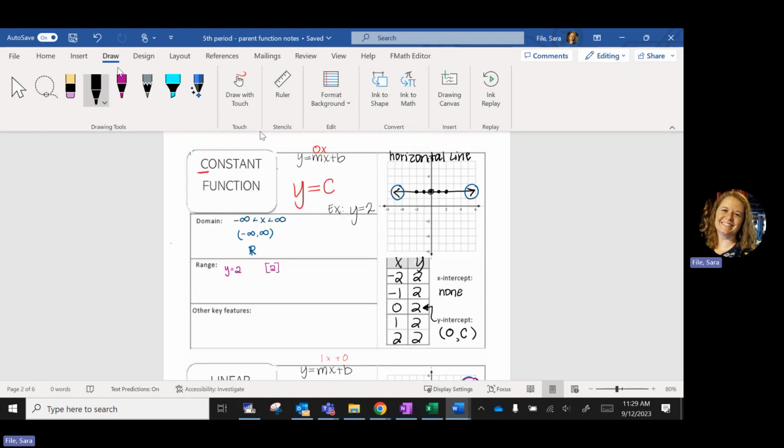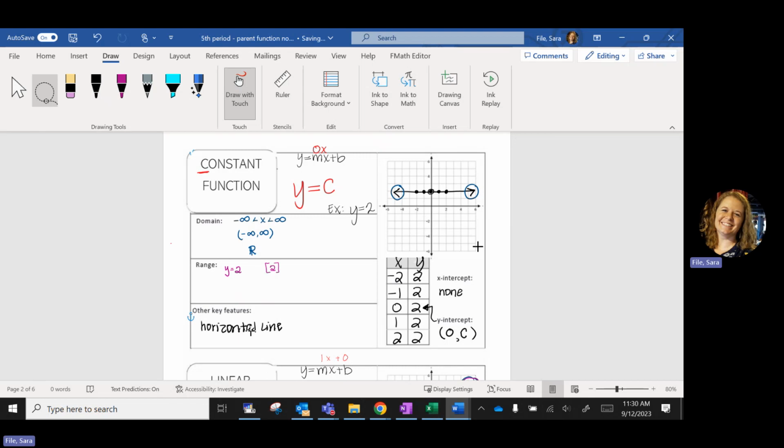Okay, constant, that's really the same thing. The only thing special about it is that it is a horizontal line, but I already wrote that up here. So for mine, because mine is electronic and I can do this, I'm just going to move that to other key features, but you don't have to. If you just wrote horizontal line up there, that's fine. There's no asymptotes, there's no vertex, there's no max or min. There's nothing extra to write there. Good? All right, so we finally finished up that packet completely on parent functions.